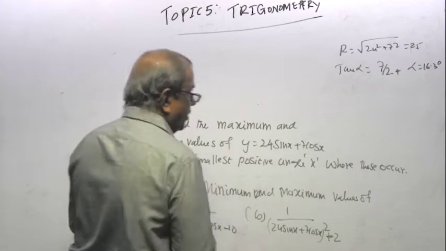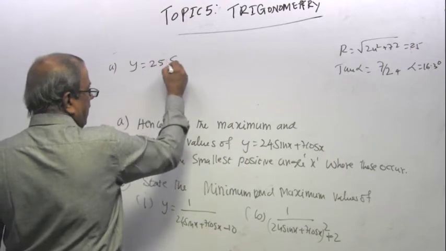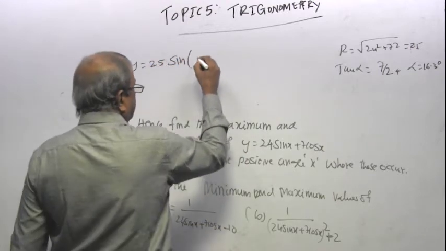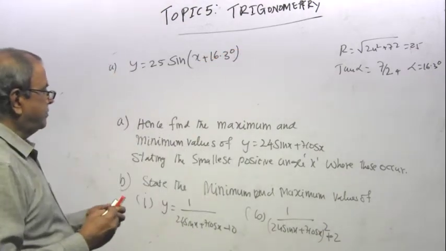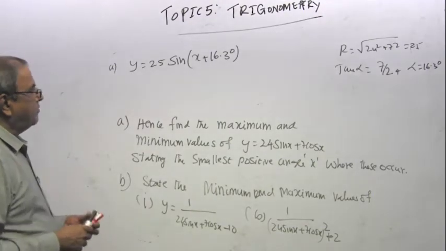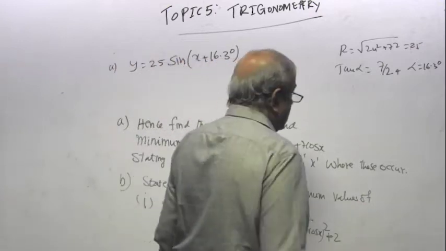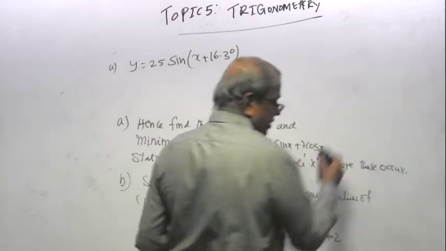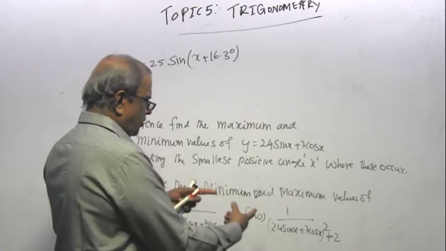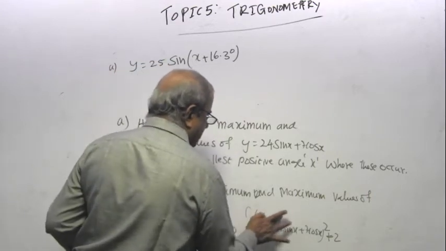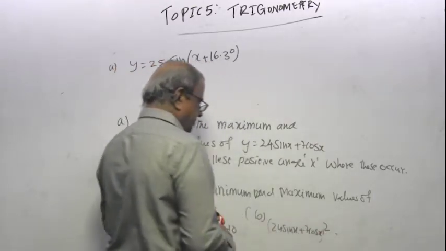So part A is y equal to 25 sin(x plus 16.3 degrees). Find the maximum and minimum values of that function. Remember, y is a sine function. Let me not use 1 over here. That's okay.